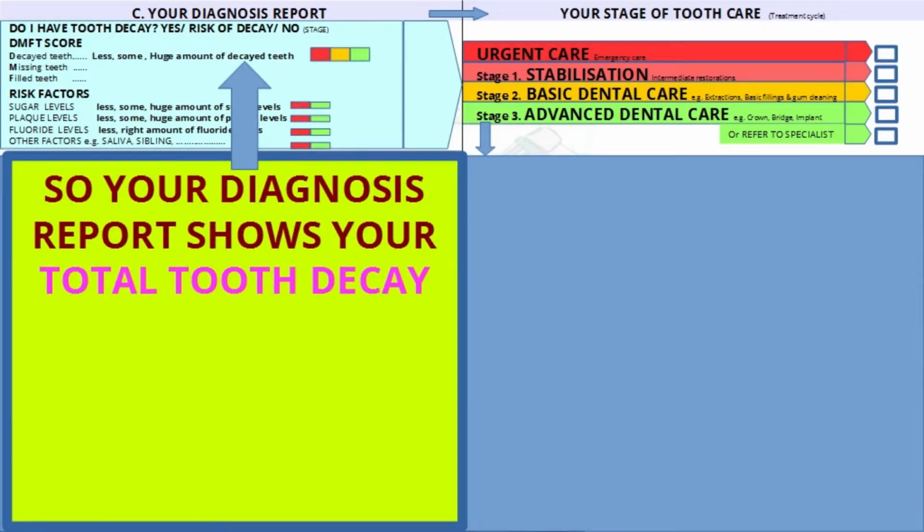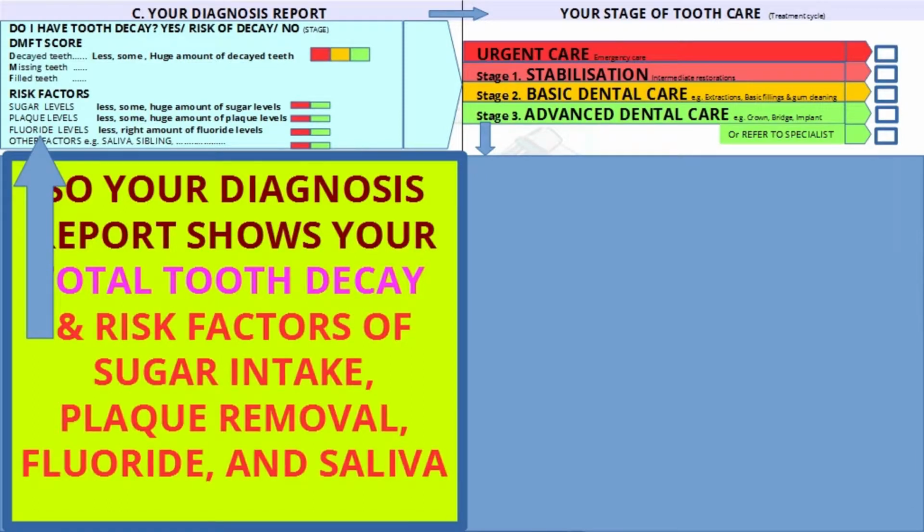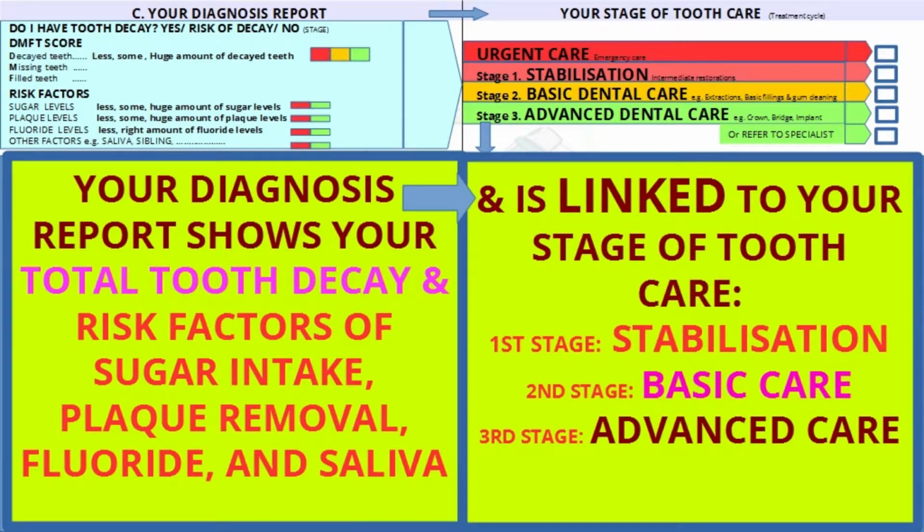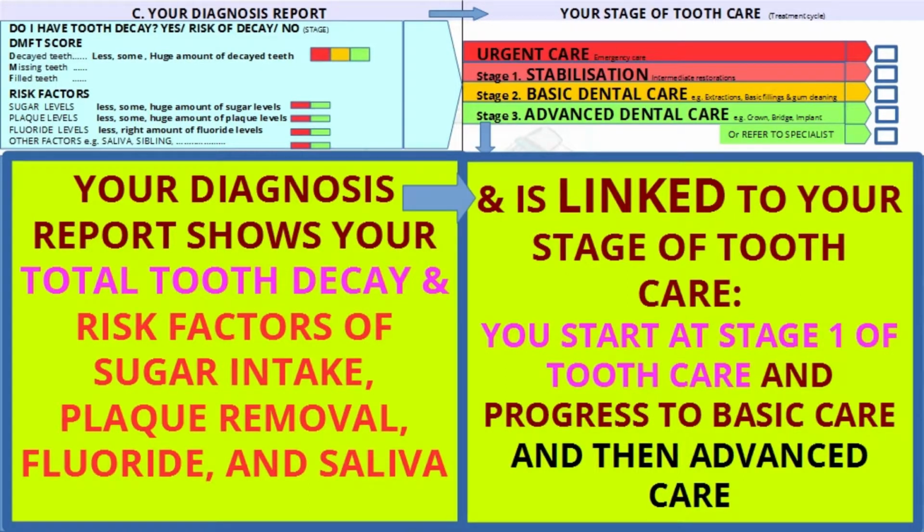So, your diagnosis report shows your total tooth decay and risk factors of your sugar intake, your plaque removal, your fluoride use, and saliva, and is linked to your stage of tooth care. First stage, stabilization. Second stage, basic care. Third stage, advanced care. You start at stage 1 of tooth care, and progress to basic care and then advanced care.